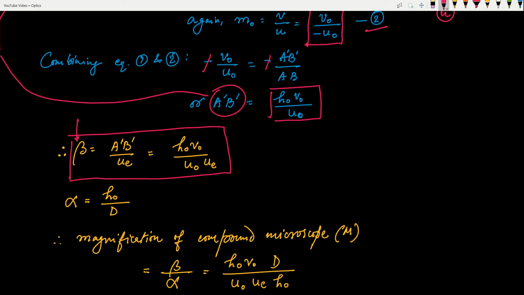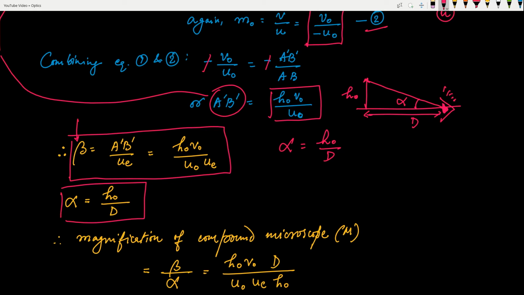Now we need to find out alpha, and alpha is very easy. It's basically constant. We know that alpha is the angle subtended by the object when it is kept at D. So suppose this is our object, having height H naught, and it is kept at a distance D, and this is our eye. Then the angle subtended at our eye will be alpha. Therefore, you can see from the figure that alpha has perpendicular H naught and base D. Okay, so we got the value of alpha also.